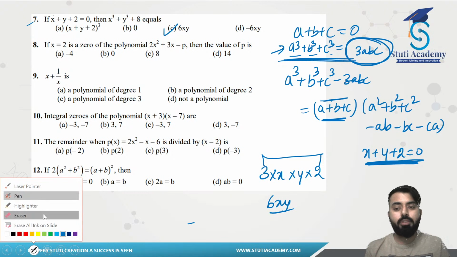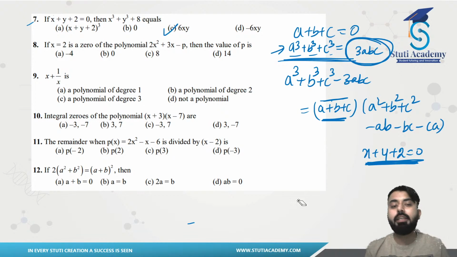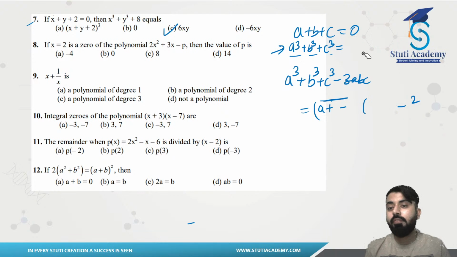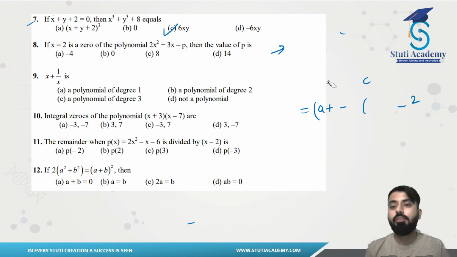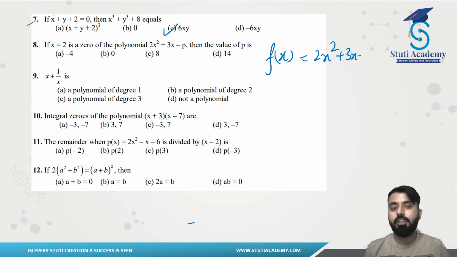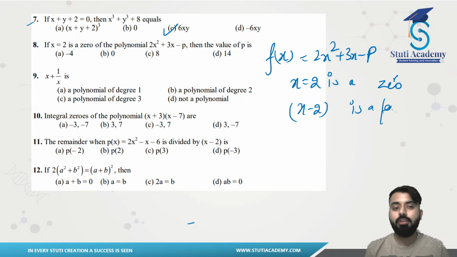Now I'm going to erase this one till you read the 8th question right here, which is: if x equals 2 is a zero of the polynomial 2x square plus 3x minus p. You have been given a polynomial. Let's say for the sake of argument I have a polynomial f of x, which is 2x square plus 3x minus p, and I've been given that x equals 2 is a zero. What it means is x equals 2, or you can say x minus 2, is a factor also.